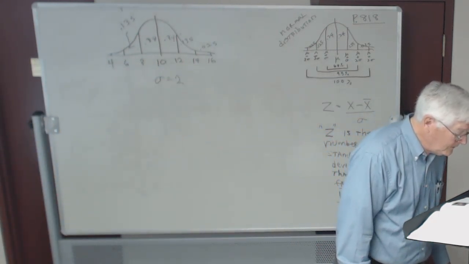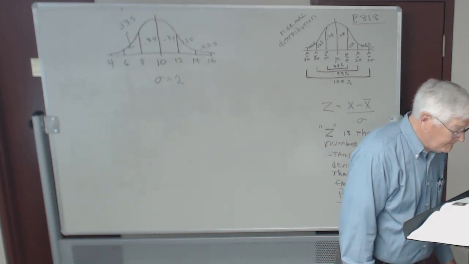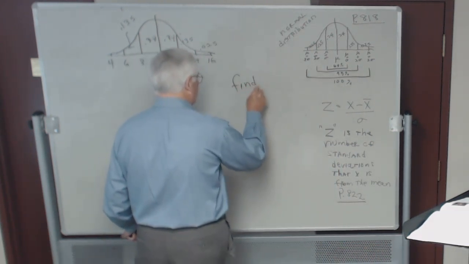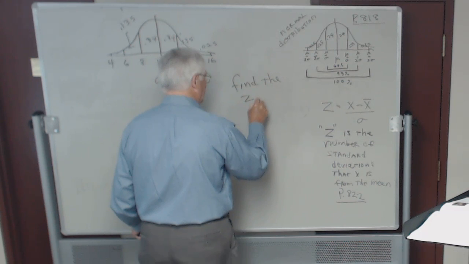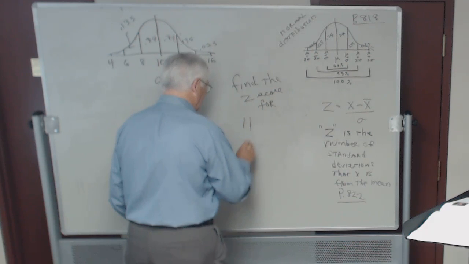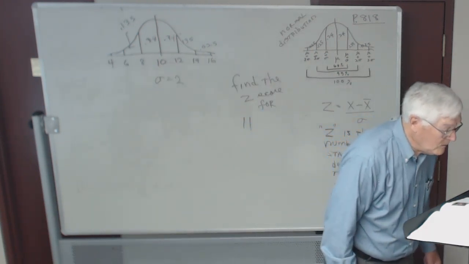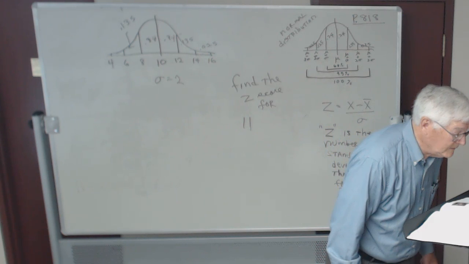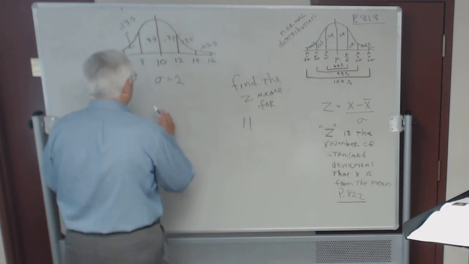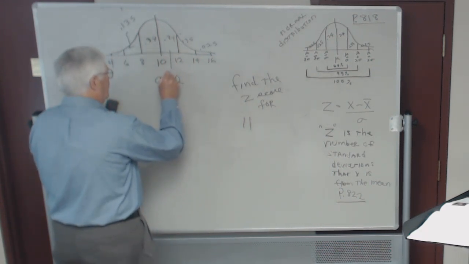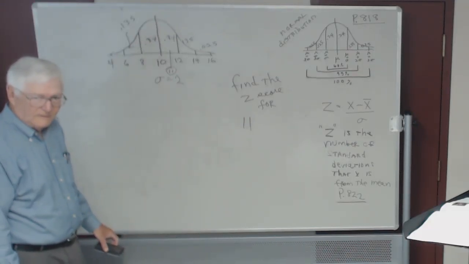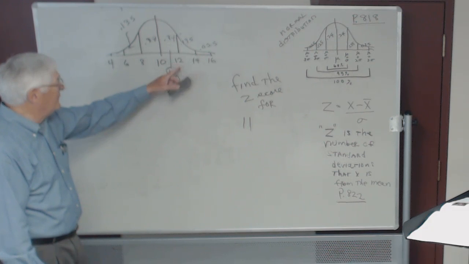Now, number 16 says, find the z-score for 11. Is that what it says? For a score of 11. So where's 11? Right here. Here's 11. Agreed? Right halfway between 10 and 12? Yes.